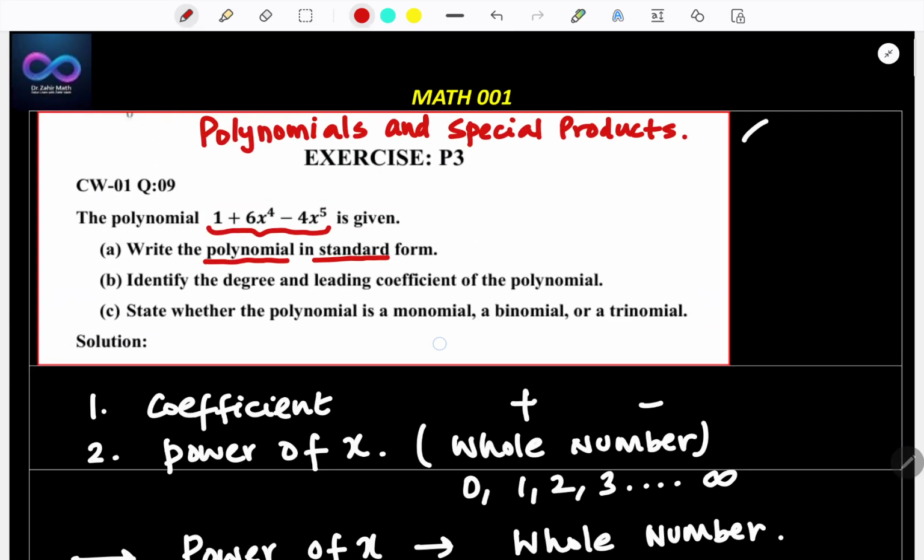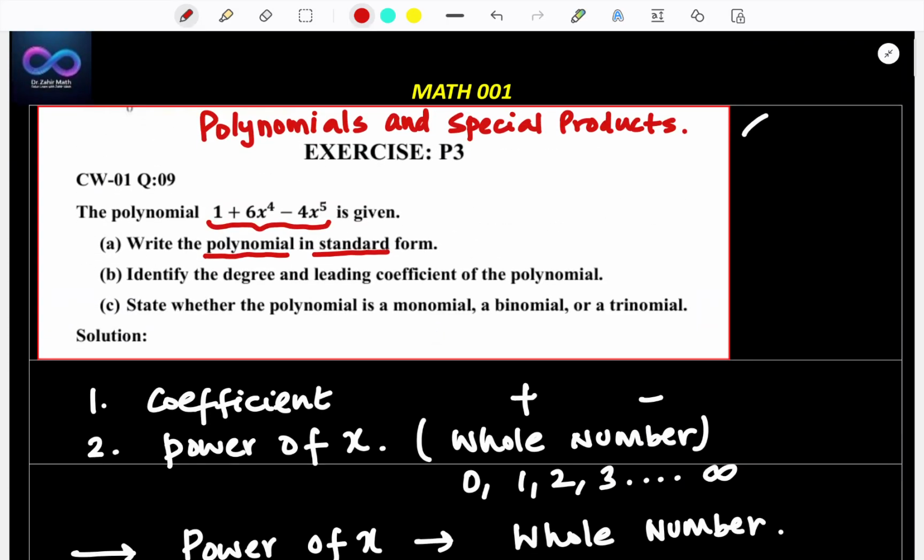So let's go back to the question. Write the polynomial in standard form, which is the big power x power 5. Next big power x power 4. Next, x power 0. Actually, it's not big power. We are going slowly down. So in the standard form: minus 4x power 5 plus 6x power 4 plus 1. This is the answer.